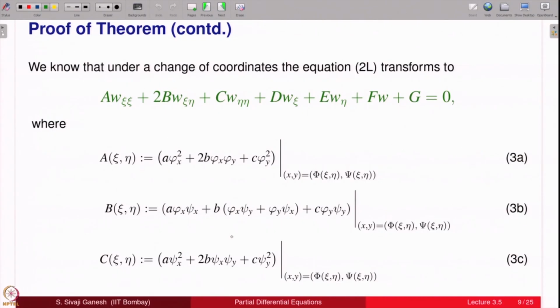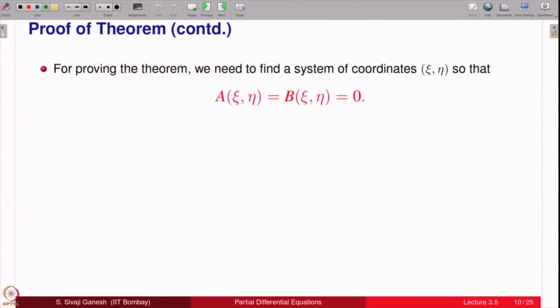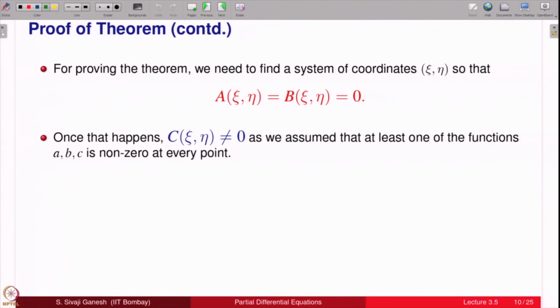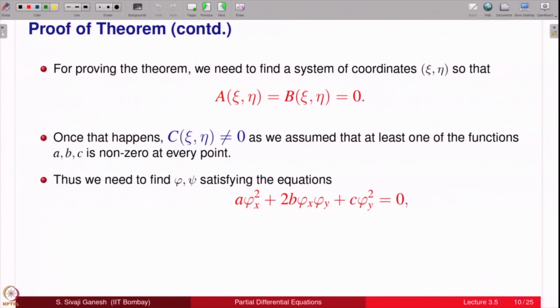So, for proving the theorem, what do we need? We need that only this should appear. So, C should be non-zero, A and B must be 0. Suppose we choose the coordinate system such that A and B are 0. Once A and B are 0, C cannot be 0, because if all of them are 0, there is no differential equation, we are not allowing that. So, A and B being 0 automatically means C is not 0. Once C is not 0, you can divide this equation by C and get W eta eta with coefficient 1. So, this is what we want, A and B to be 0, and once that happens, C is automatically non-zero, because at least one of the 3 functions A, B, C is non-zero at every point.